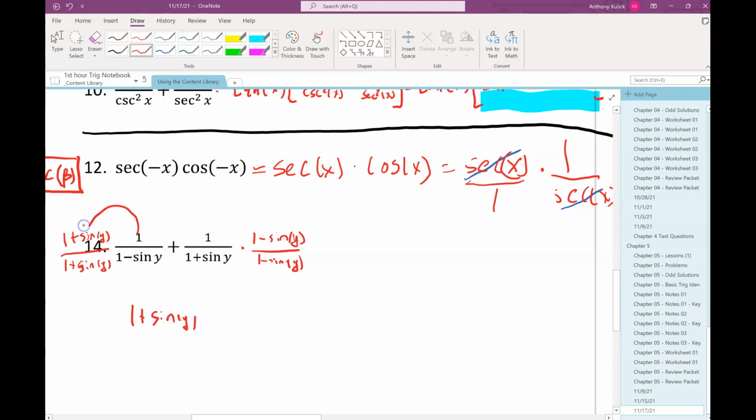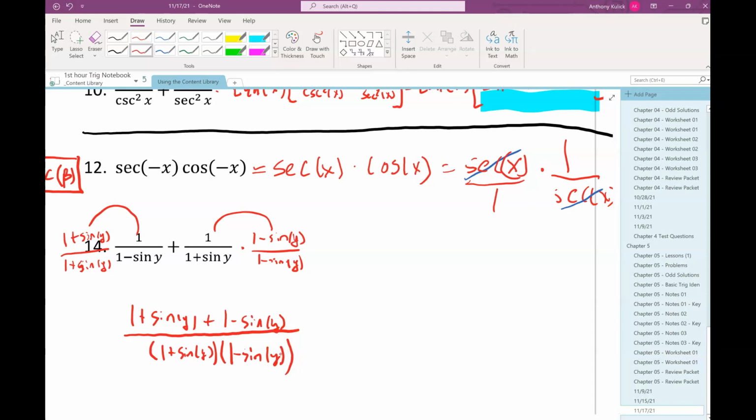So when I multiply 1 to 1 plus sine y, I just get a 1 plus sine y. And when I multiply 1 to 1 minus sine y, I just get a 1 minus sine y. And then my denominator is 1 plus sine y times 1 minus sine y. Victoria, are you okay with how we've gotten to here?